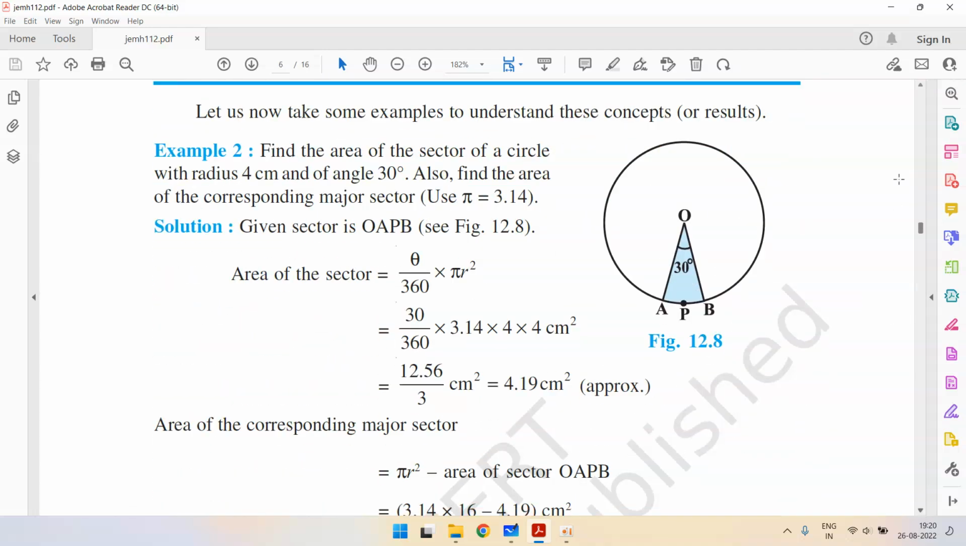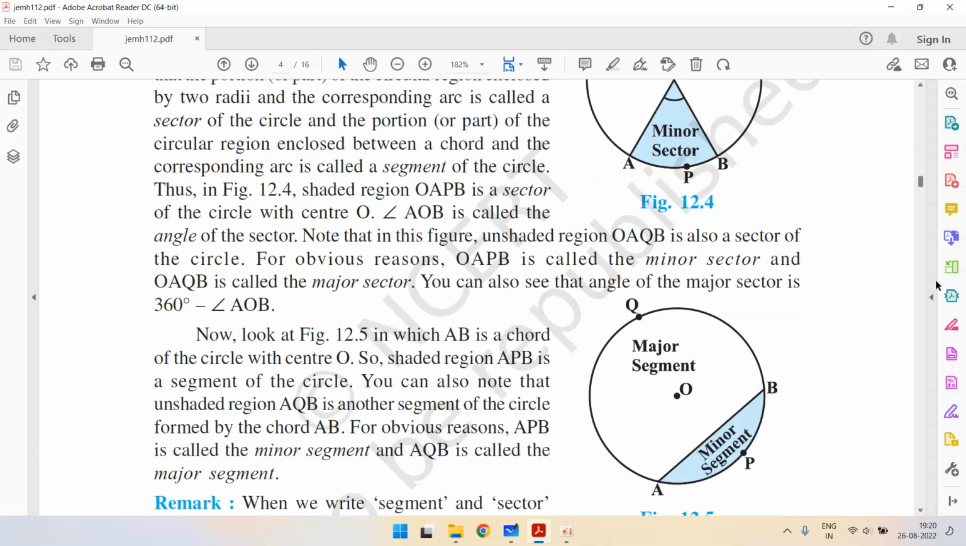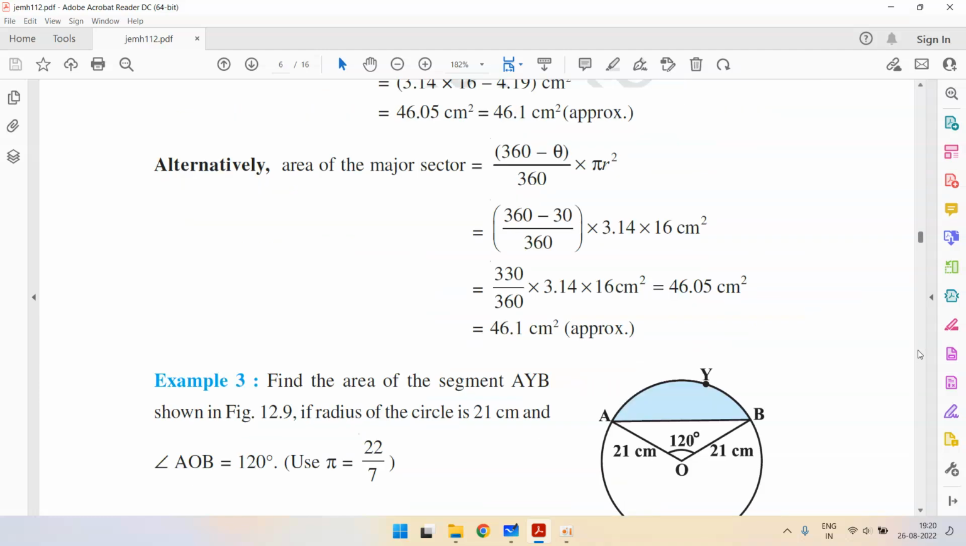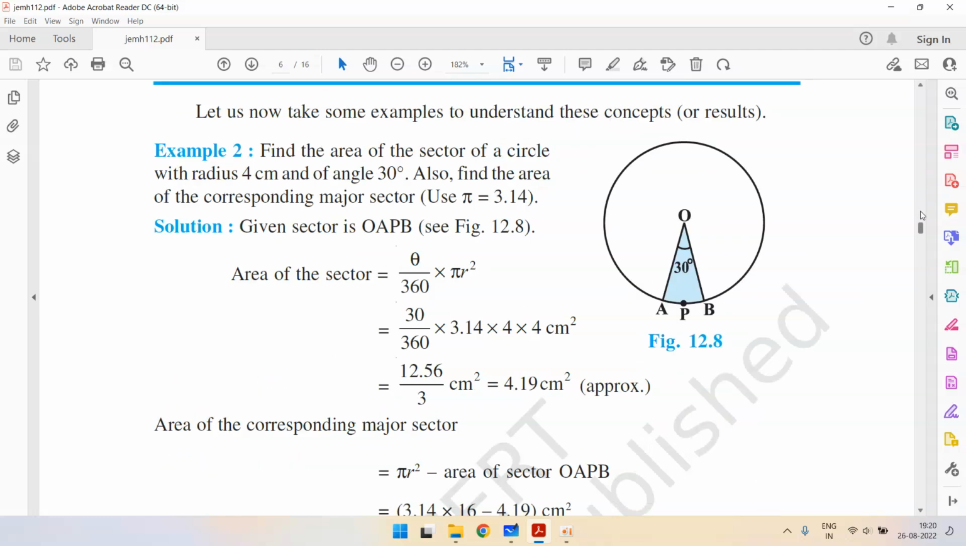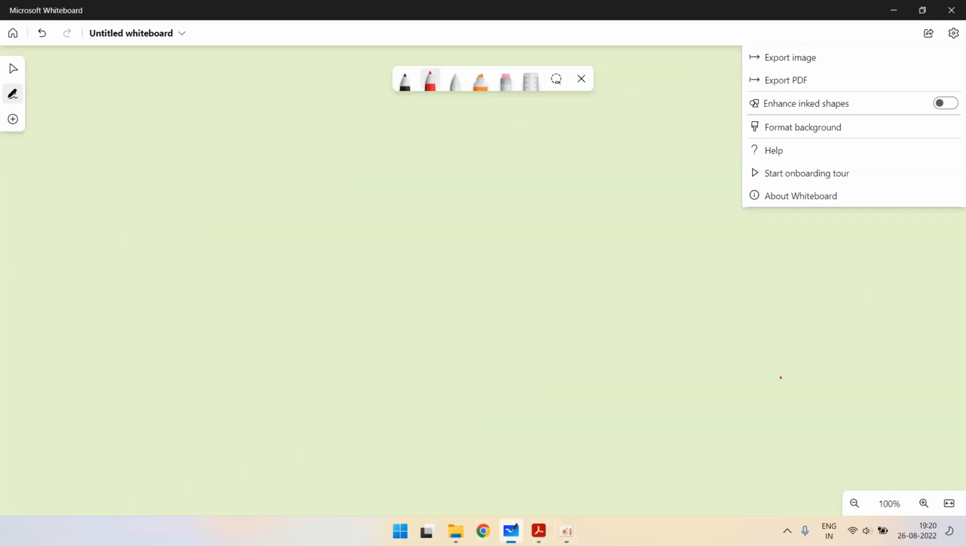And now let's get to the next example, example number 2. Find the area of the sector of a circle with radius 4 centimeter and angle 30 degree. Also find the area of the corresponding major segment.